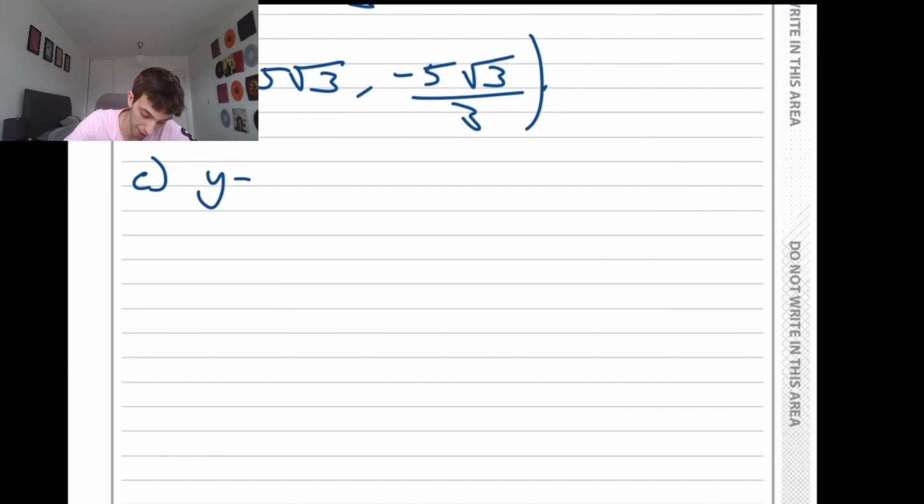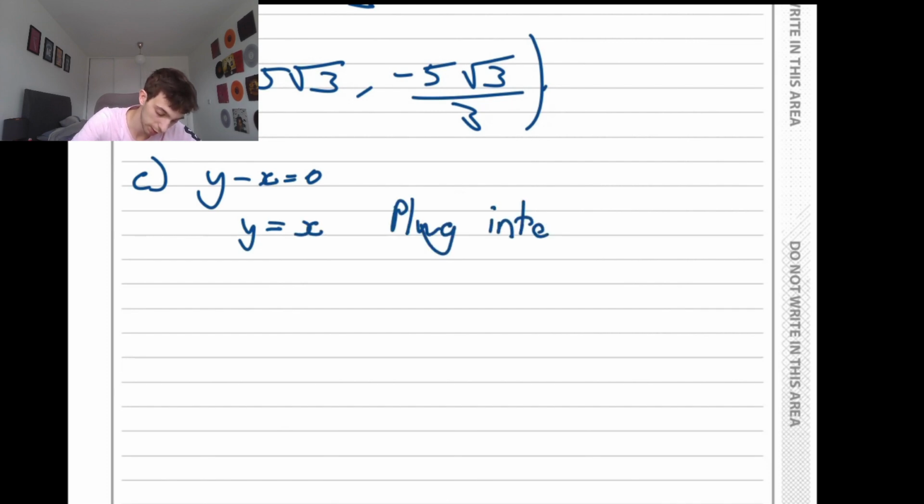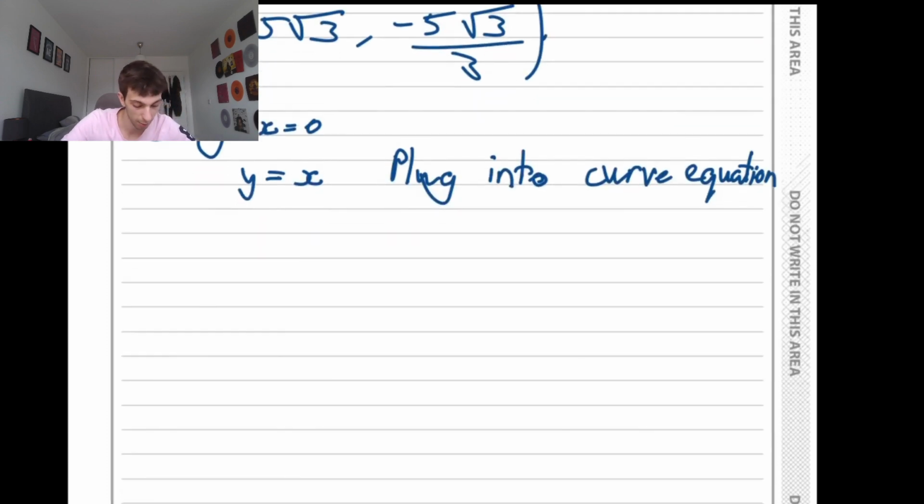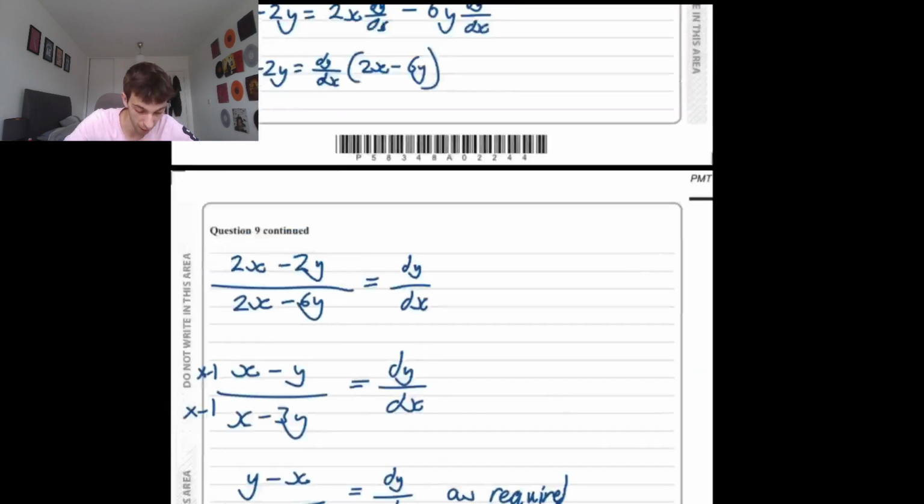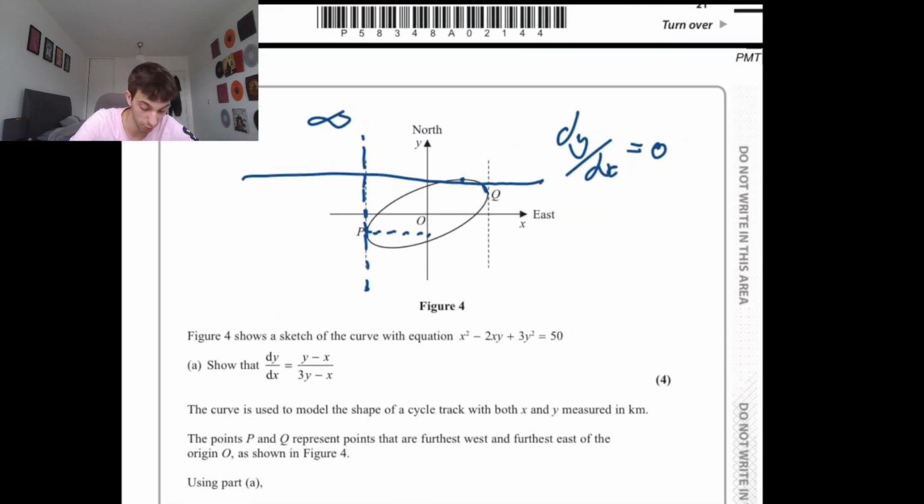So we would have y minus x equals 0, so we take that y equals x, and we would plug that into the curve equation. Same idea as before, they just want you to describe how you would do it. Plug into the curve equation, solve for y or x, it doesn't matter which one you say, and then from there, we have to make sure, same thing as before, because dy/dx equals 0 at 2 points. You can either have this furthest north point, or you could have this furthest south point.